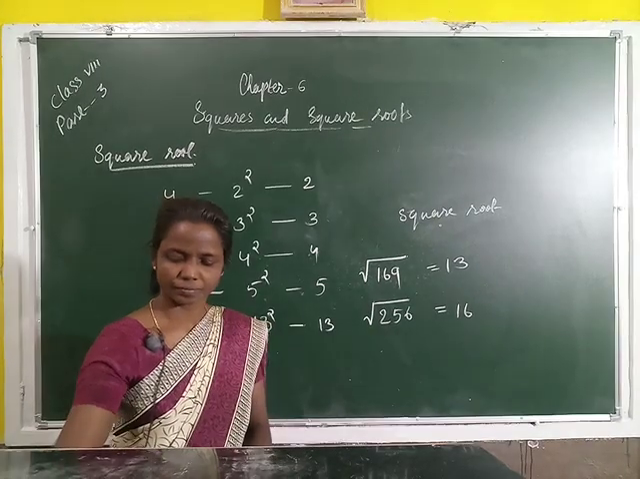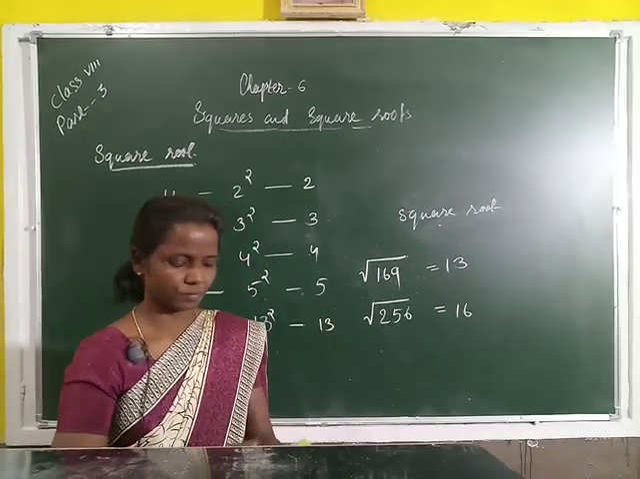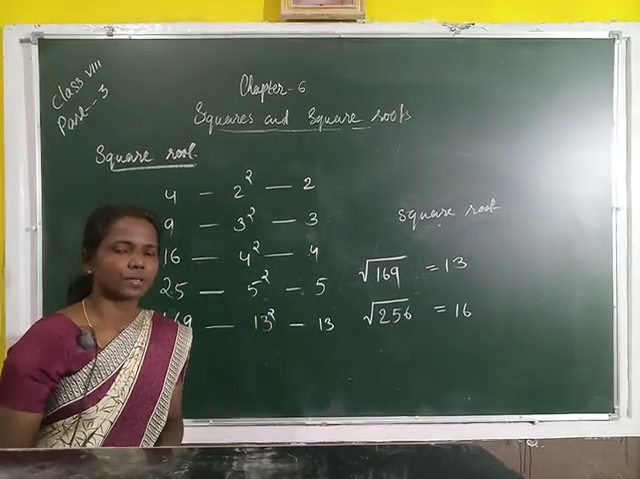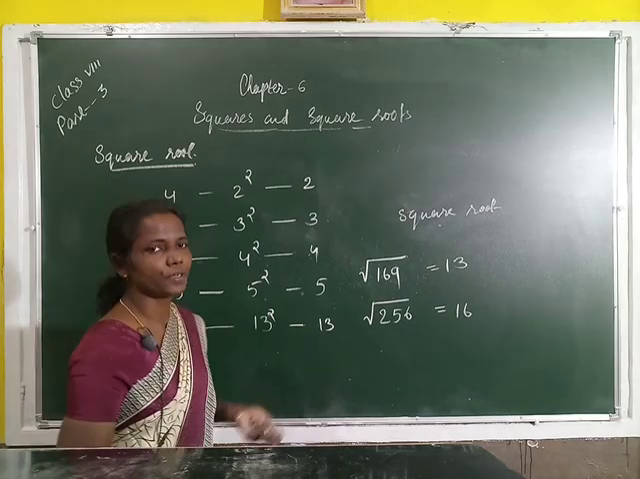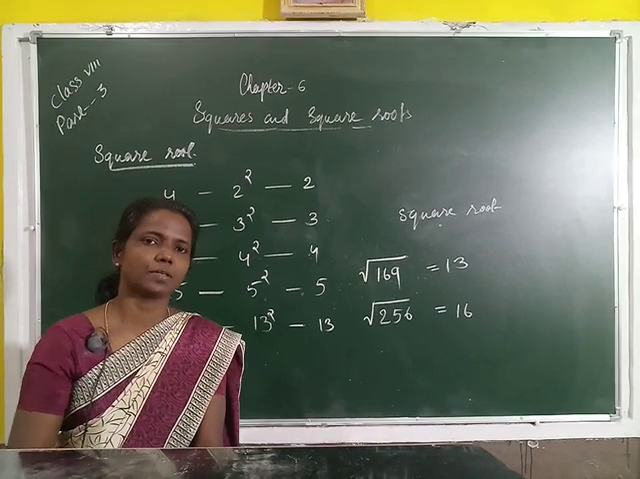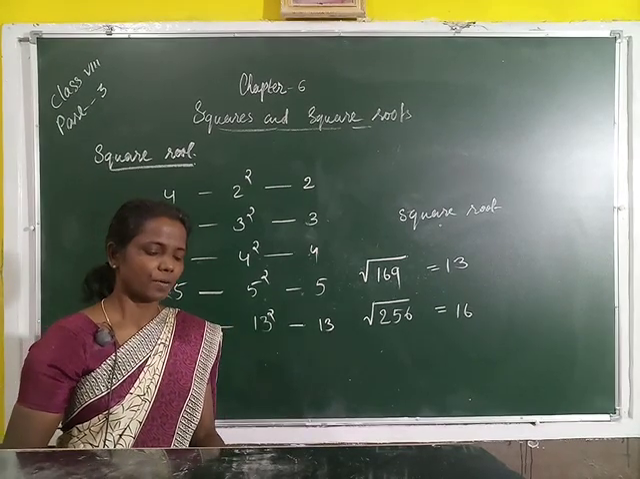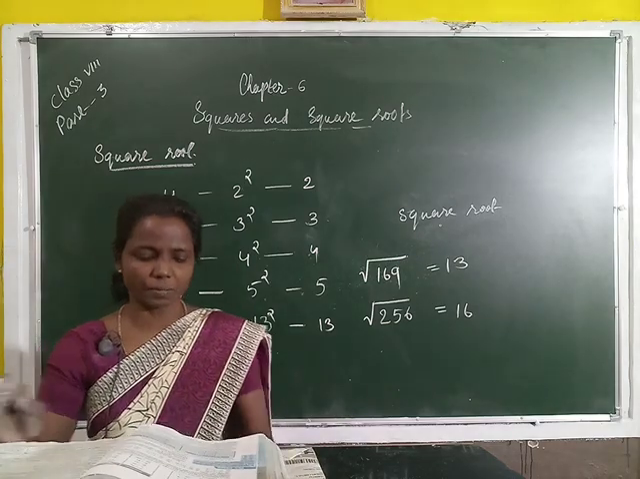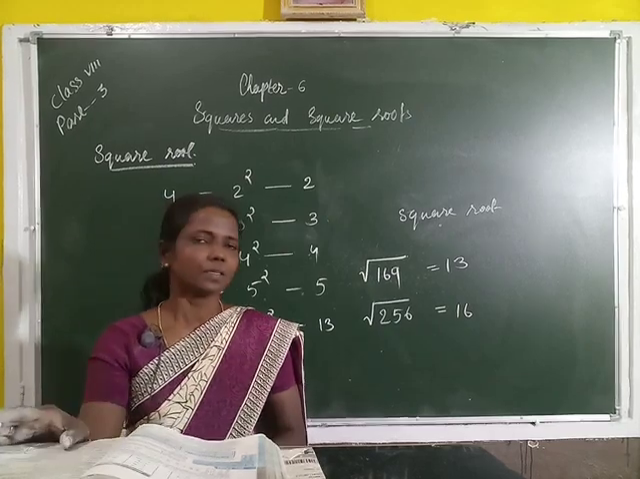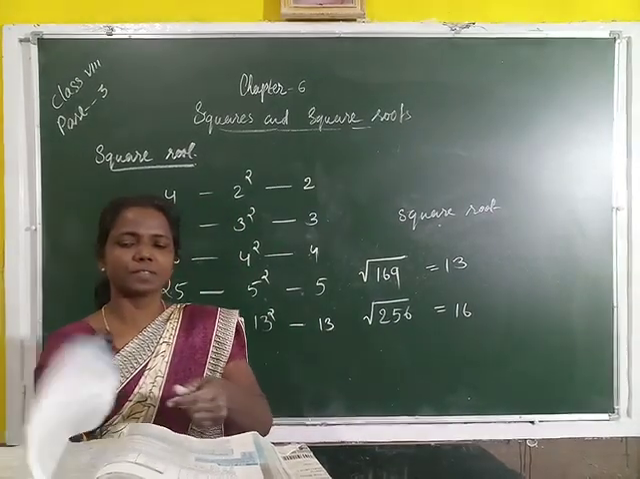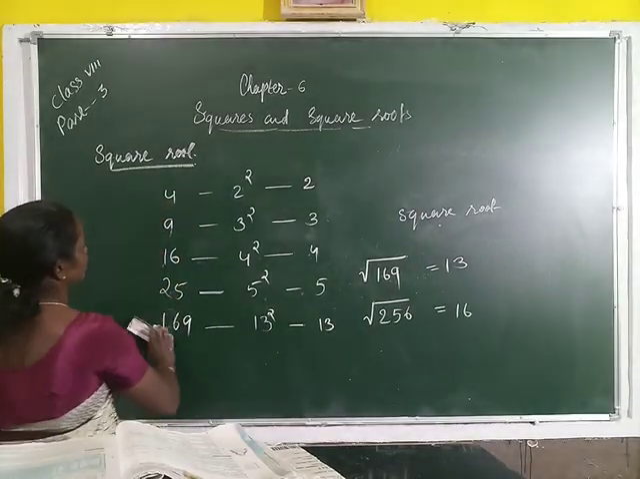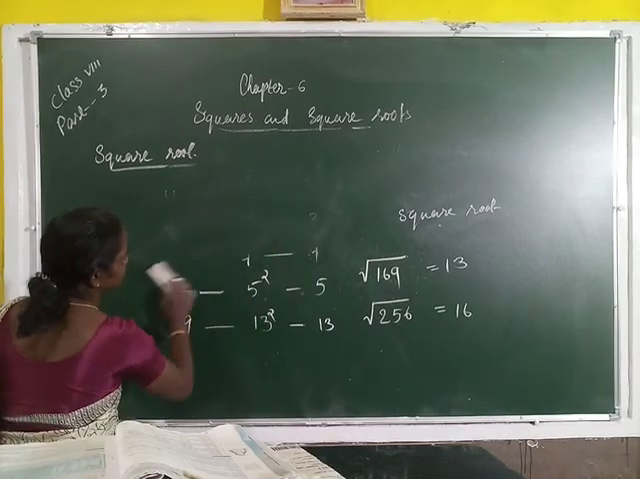Then square and square root. Then how to find out square root? We can use different methods. One is the factorization method, then the division method, then the repeated subtraction method. Then next, exercise 6.3, the first question. Exercise 6.3, first question.